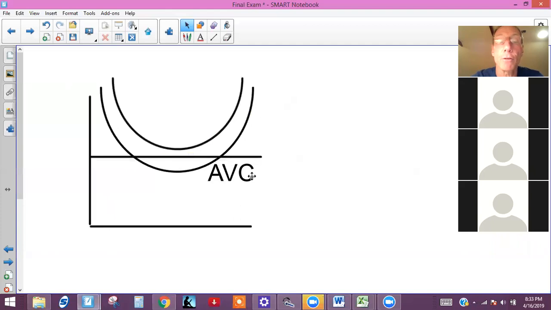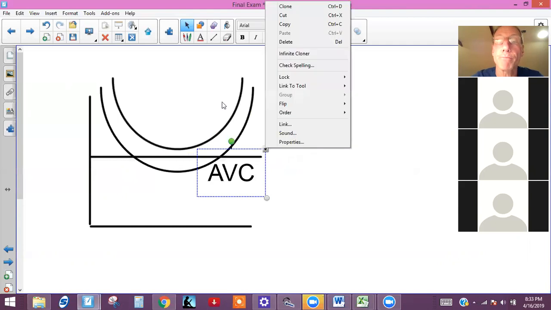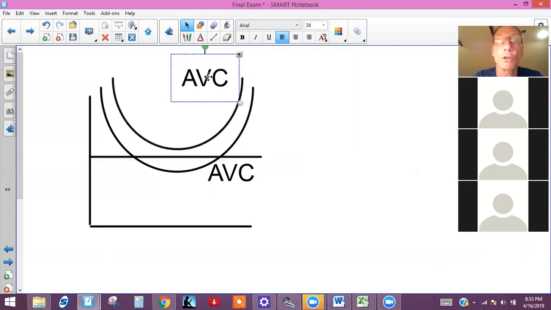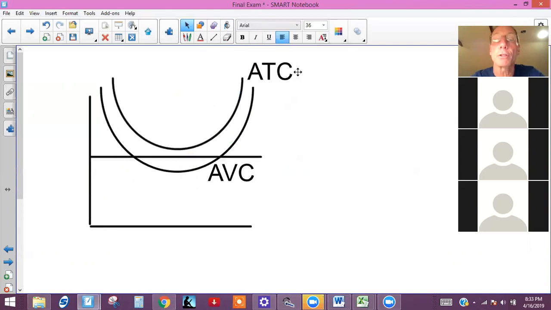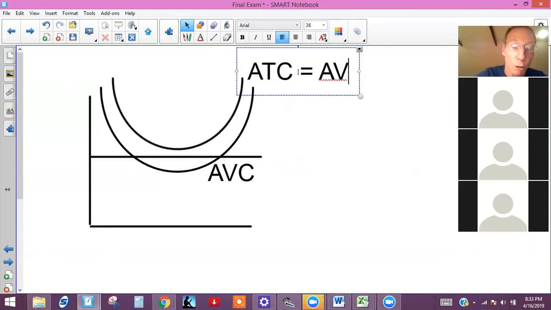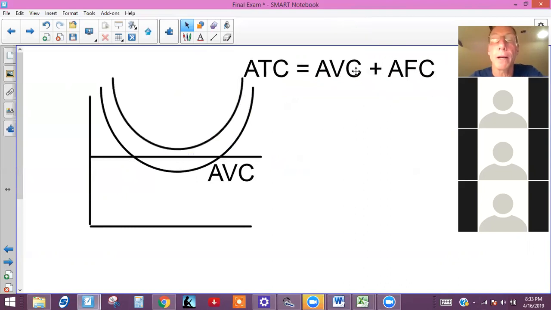And this is average total cost. This is not perfect, but you know, close enough. Average total cost is up here, and it's higher because, as you remember, average total cost equals average variable cost plus average fixed cost, right? So that's why it's a little bit higher.